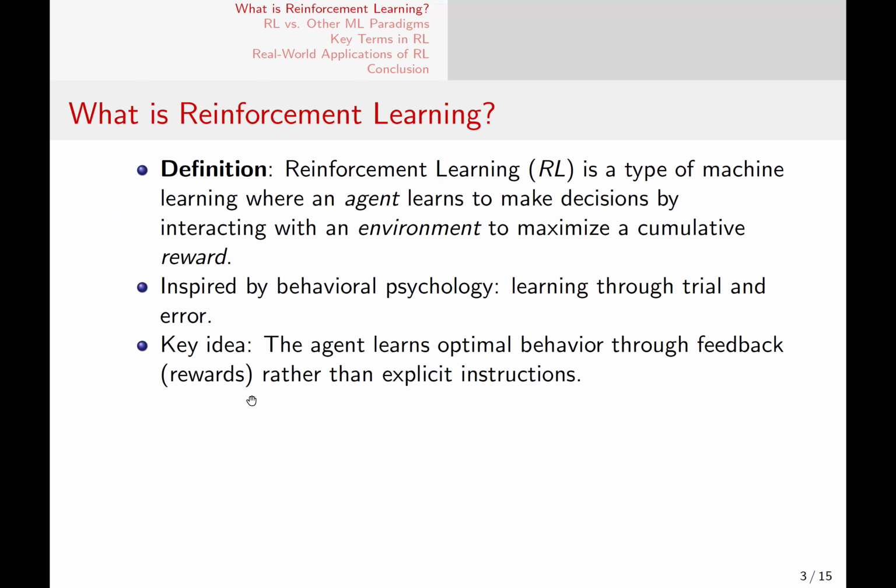Now, the question is, what is reinforcement learning? Of course, by way of definition, reinforcement learning, or RL for short, is a type of machine learning where there's an agent that learns to make decisions by interacting with an environment to maximize a cumulative reward.